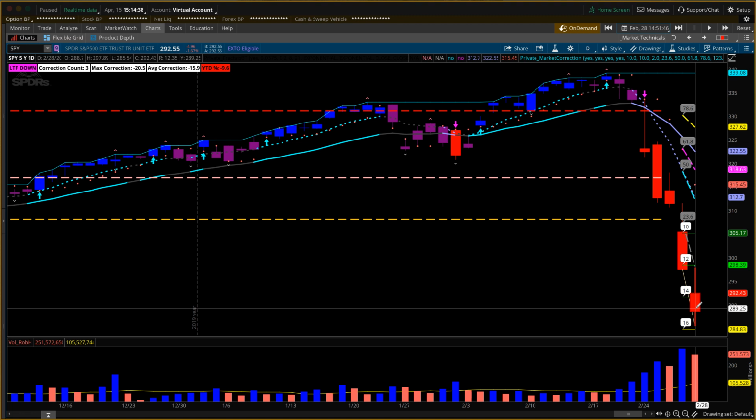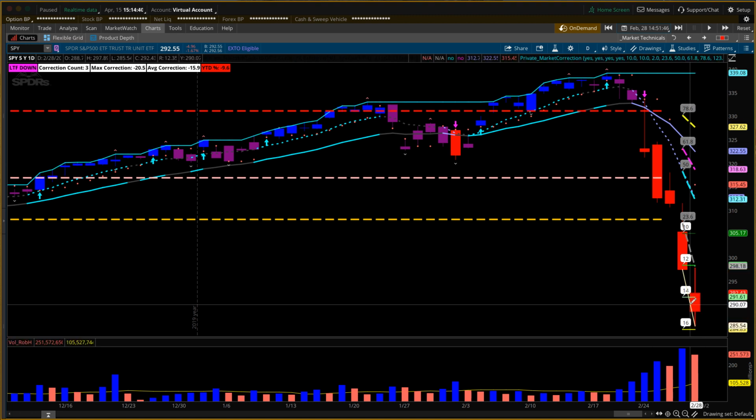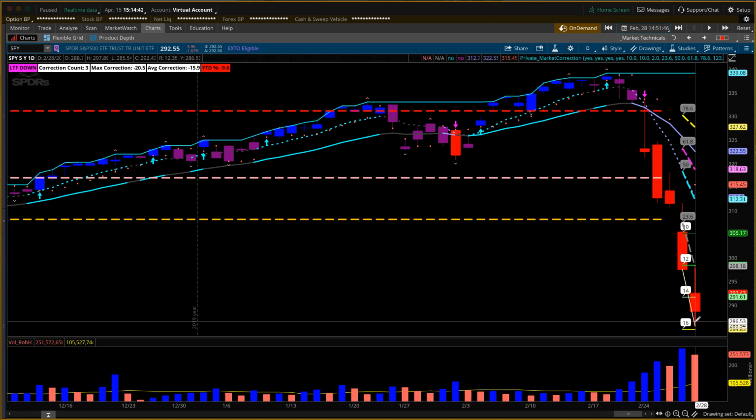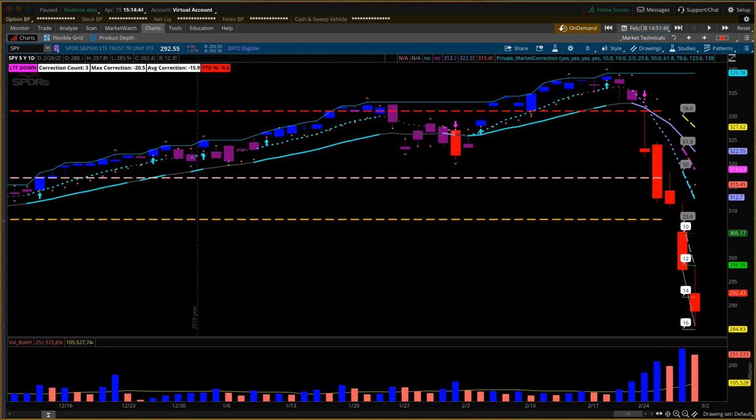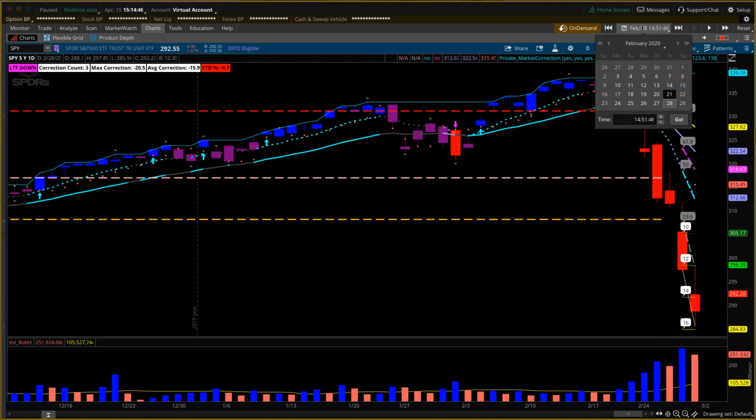Okay, so now what we want to do is see what happened after that. And when we hit the 16% level, what did the markets do? Let's go ahead and advance it 1 week into the future. So we're going to go from February 28th to March 6th. We'll hit go.